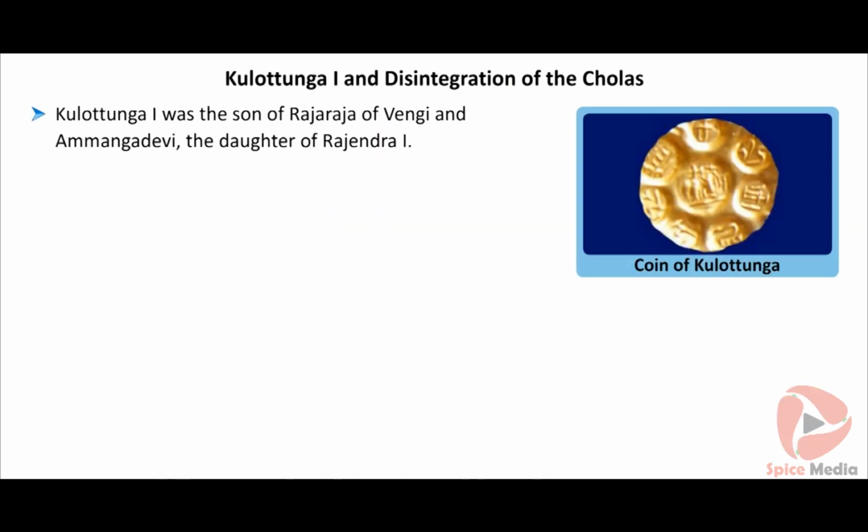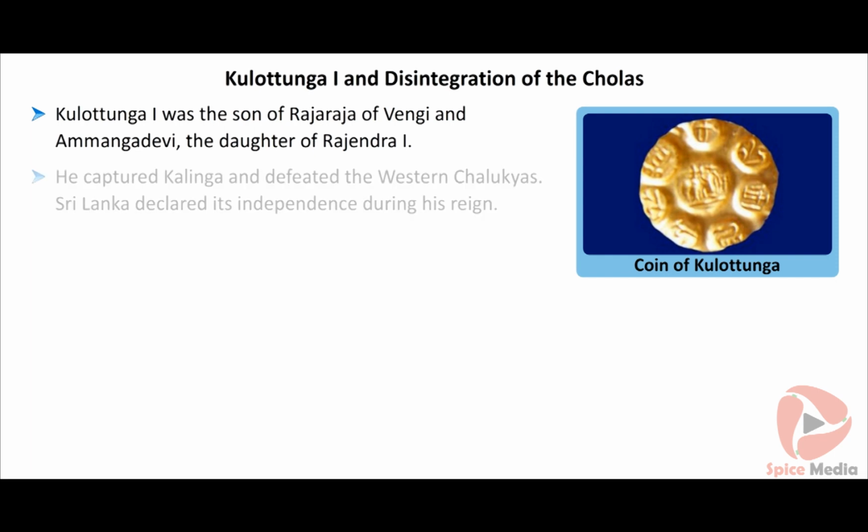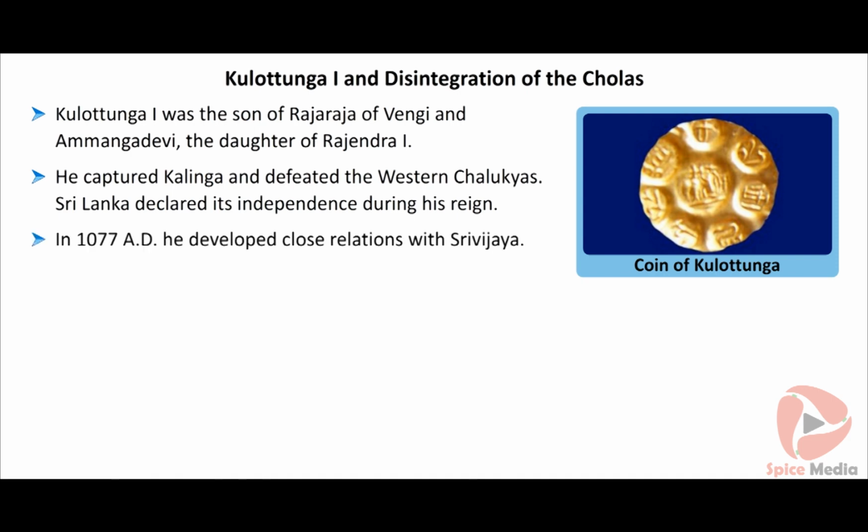Kulottunga I was the son of Rajaraja of Venji and Amang Devi, the daughter of Rajendra I. The Venji kingdom was united with the Chola Empire, and thus the Chalukya-Chola line was started by him. He captured Kalinga and defeated the Western Chalukyas. Sri Lanka declared its independence during his reign. In 1077 AD, he developed close relations with Sri Vijaya and even had trade contacts.